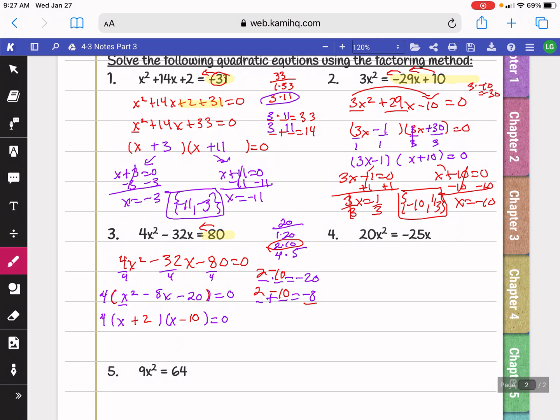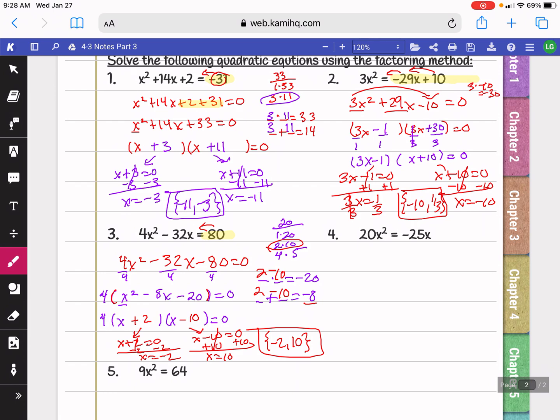So now I can set each factor equal to 0 to solve. So I'm going to set x plus 2 equal to 0 and x minus 10 equal to 0. So my solutions are negative 2 and 10. And I'm going to go ahead and write that in a solution set. So just to summarize again, look for GCF first because that might make your problem a little bit easier. If we had started and done 4 times 80, we'd get 320. That would be really hard to work with.